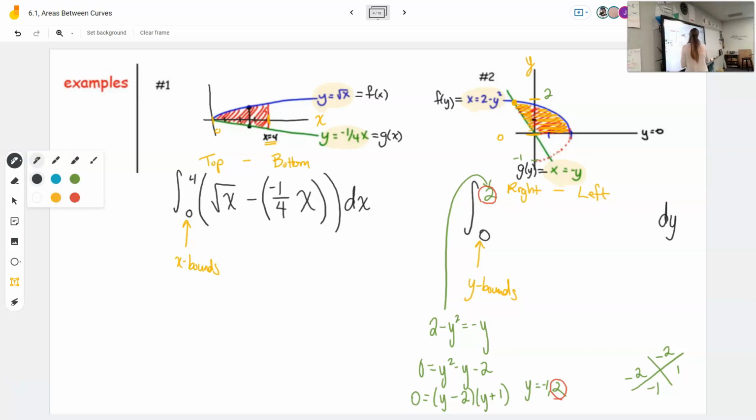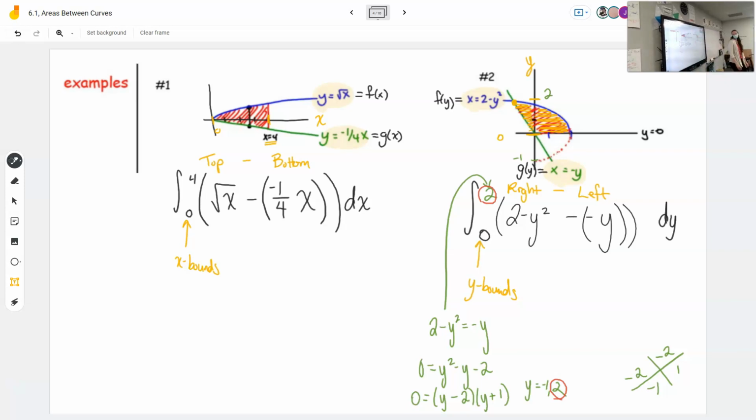So I'm going to throw in my 2 minus y squared minus a negative y, which ends up adding it. I'm going to go ahead and just leave that minus a negative so you guys can see all the math that was done. And I've got them.